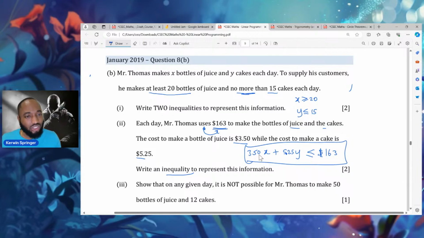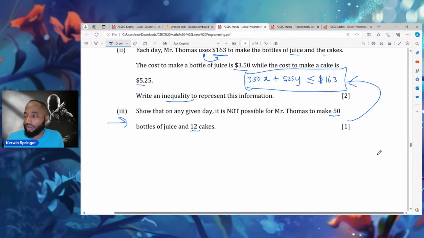Y'all understand? That's how a linear programming question starts. You have to create some inequalities. Show that on a given day it's not possible for Mr. Thomas to make 50 bottles of juice and 12 cakes. Well, on the graph, all we had to do is look for 50 and look for 12 and see if it's inside the region of commonality, but there's no graph. So what we need to do is take these numbers and substitute them into the linear inequality.